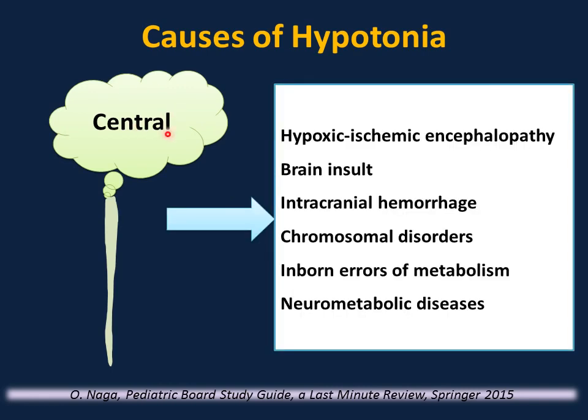Central causes of hypotonia: the most common is hypoxic ischemic encephalopathy, brain insult, intracranial hemorrhage, for example, intraventricular hemorrhage like in cases of extreme prematurity. Chromosomal disorders, for example, Down syndrome. The most common presentation of trisomy 21 is hypotonia. Inborn errors of metabolism, neurometabolic diseases, for example, Zellweger syndrome or Leigh syndrome or paroxysmal disorders.